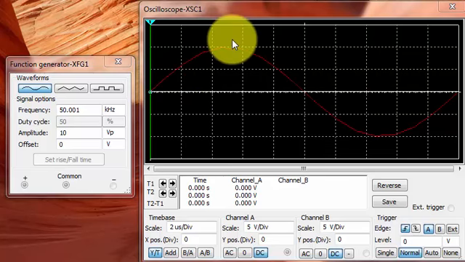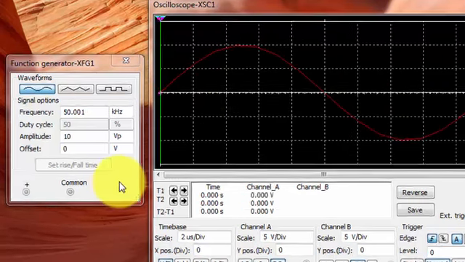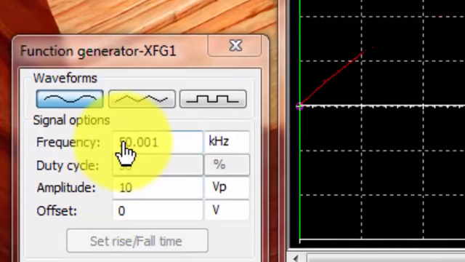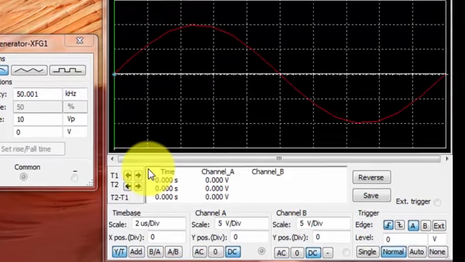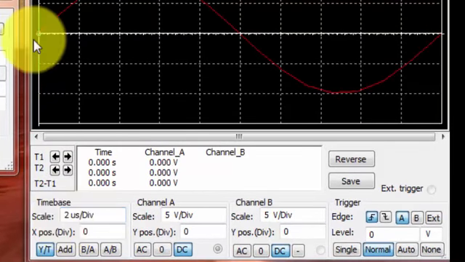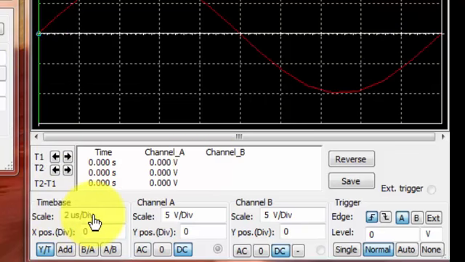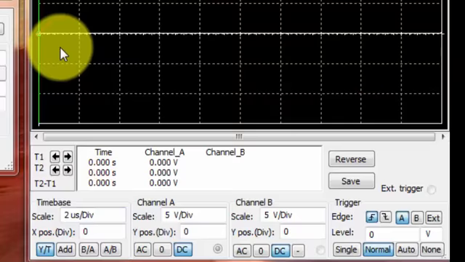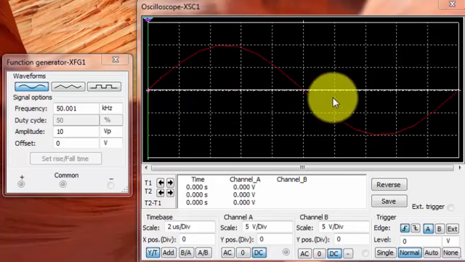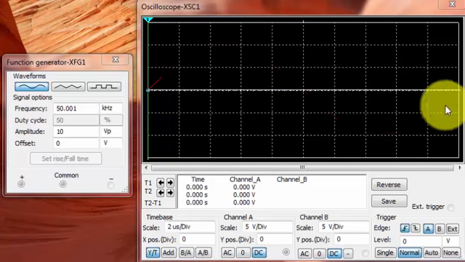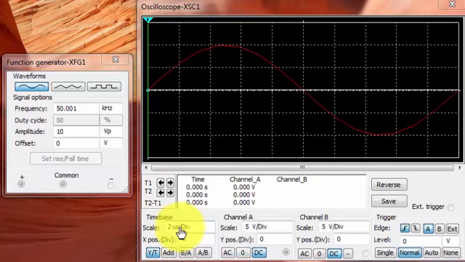Now you can see here what I displayed is one full cycle. One full cycle corresponds to 1 over 50 kilohertz, and 1 over 50 kilohertz corresponds to 20 microseconds. Now if you see the time scale here, for the horizontal axis, we have 2 microseconds per division. And for one cycle, the cycle goes through 10 divisions. 1, 2, 3, 4, 5, 6, 7, 8, 9, 10. So we have 10 divisions times 2 microseconds per division, which gives us 20 microseconds. And 1 over 20 microseconds gives us 50 kilohertz.